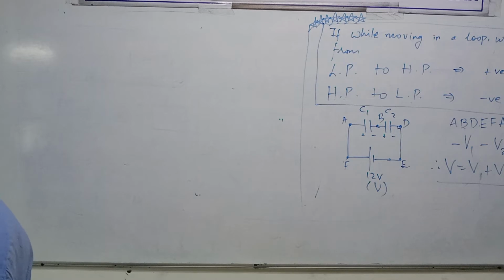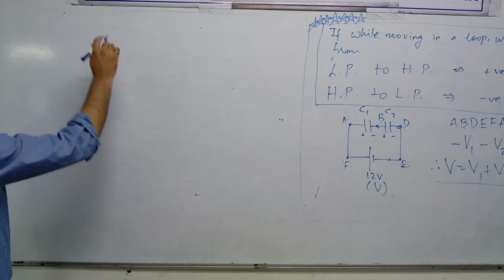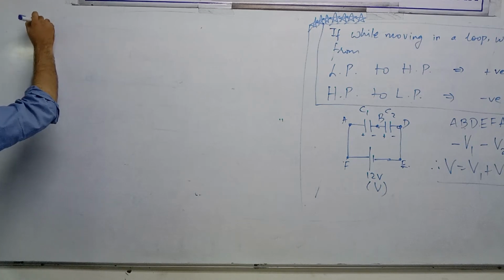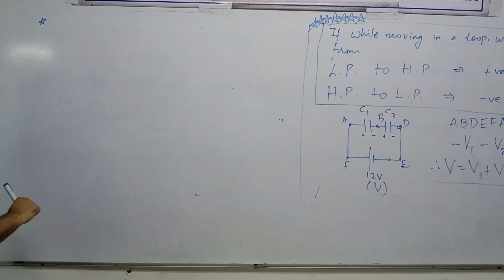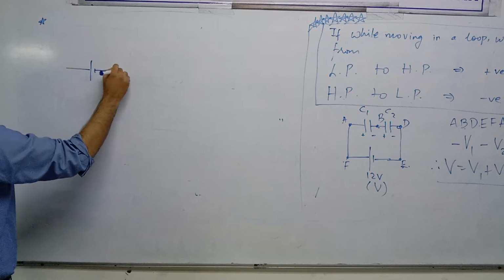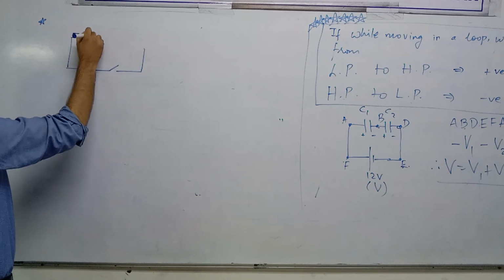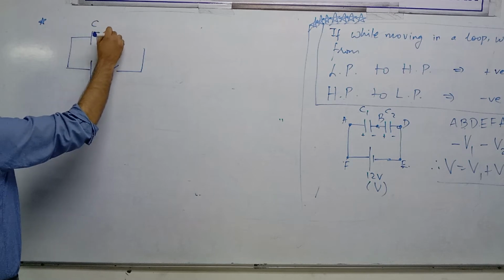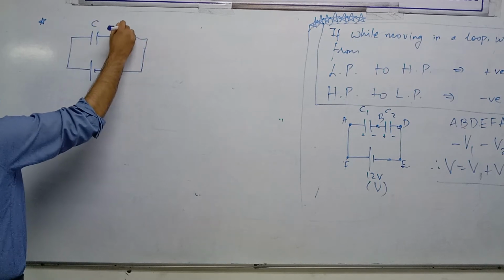Right. Before we start, let's just write one sentence here. Again, this is very important. Suppose you have a battery like this. There's a switch. There is a capacitor. And we have connected it with a resistor.